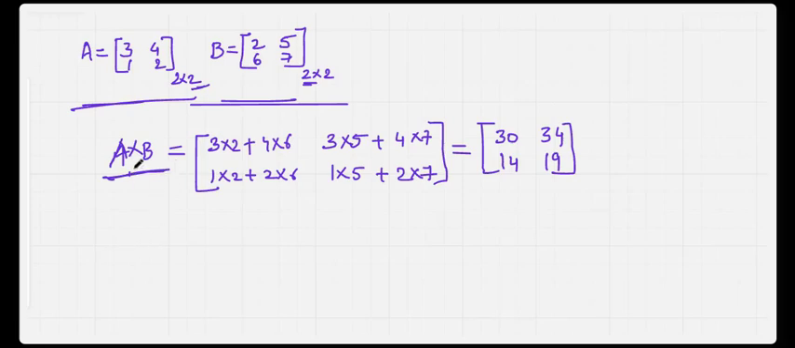Now let's do the opposite, that is B cross A. When I do the opposite, I'll be taking the first row from B and the first column from A. So what will it be like?